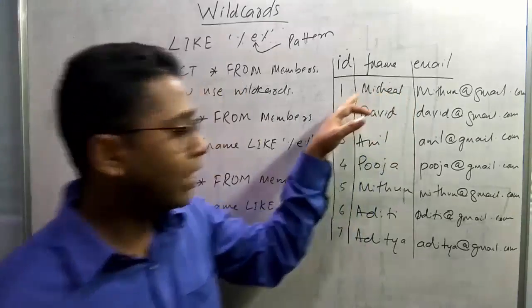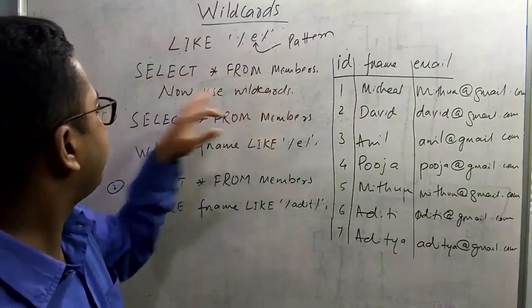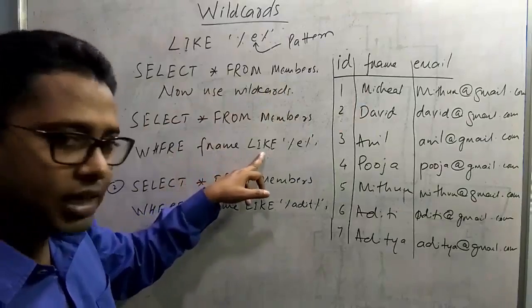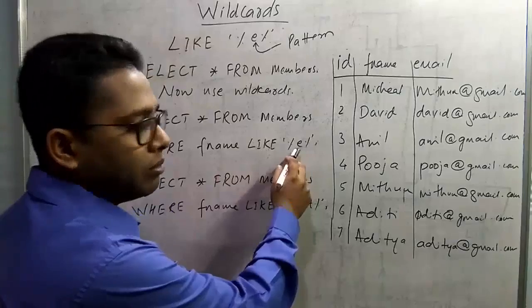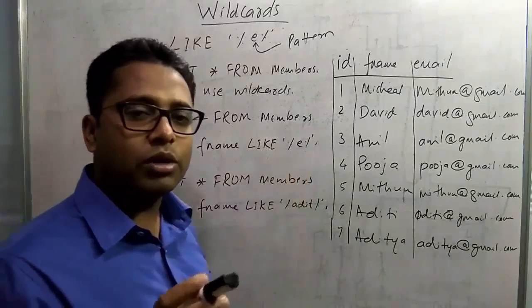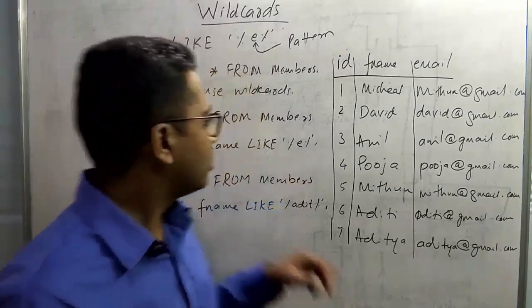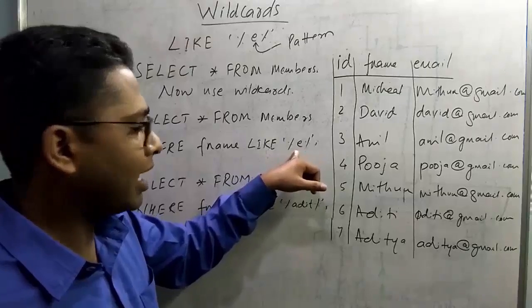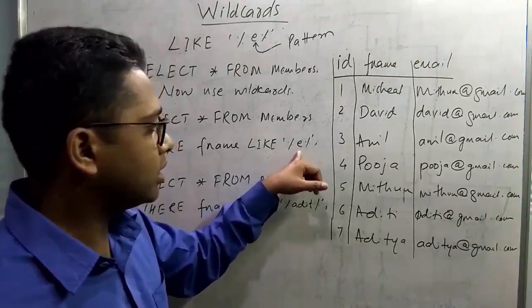Okay, so now if I write a query like select star from members where F name like single quote percent E percent, we are looking for those F names which are having E in their first name. I have kept E as a pattern inside this single quote and percent symbol.